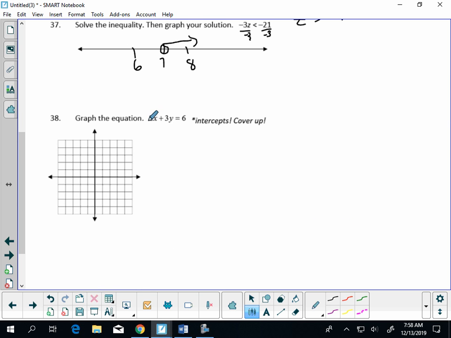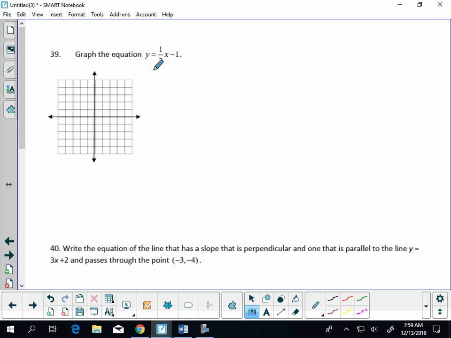All right, so do the cover-up method. Cover up my x's, and I get 3y equals 6, y equals 2. So on my y-axis, put a dot at 2. Now I still am going to do the cover-up method. This time, though, I'm going to cover up my y's. And I get 2x equals 6. X is 3. Draw your line through those points. The cover-up method only works when the x and y's are on the same side of the equal sign, when it's in standard form.